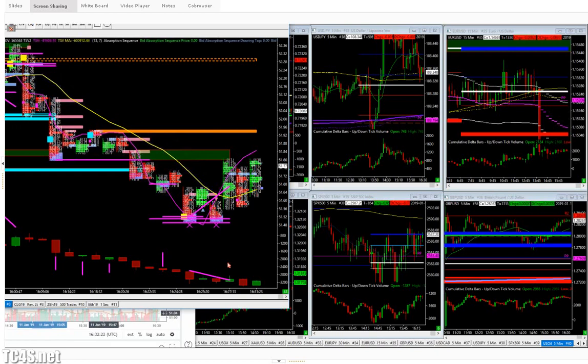And obviously, if we can start to see the delta starting to get absorbed, we know the commercial seller is still there. If we see the delta is not getting absorbed and it pushes through that level, we know the commercial seller has gone. And that becomes a possible buy level on the way back down again, doesn't it?